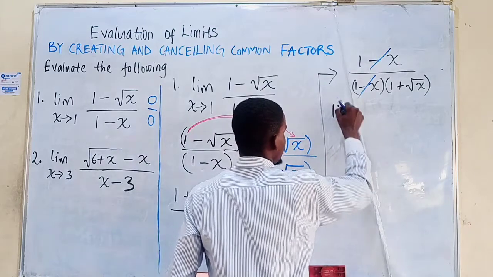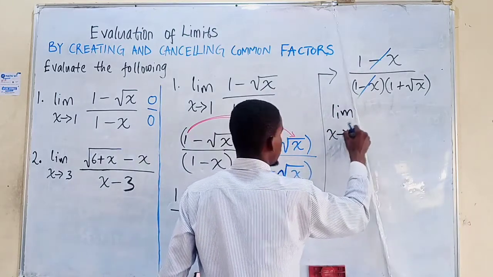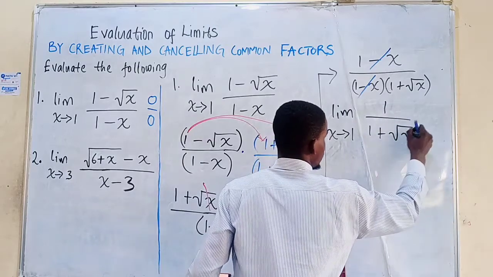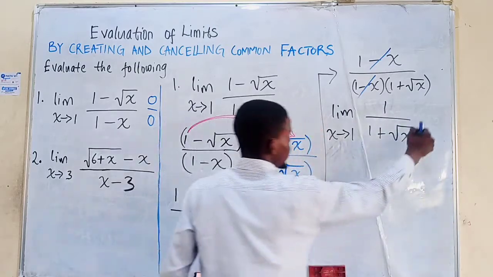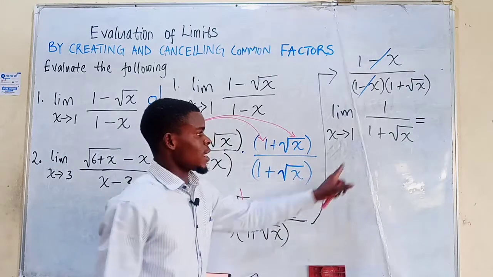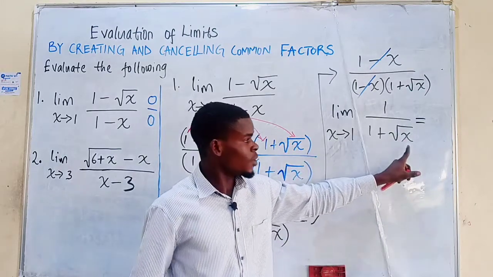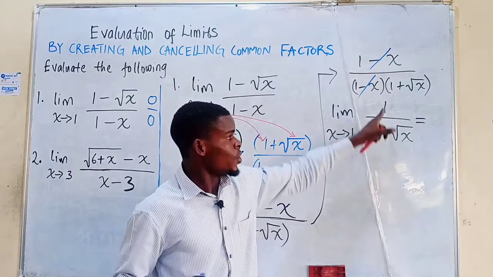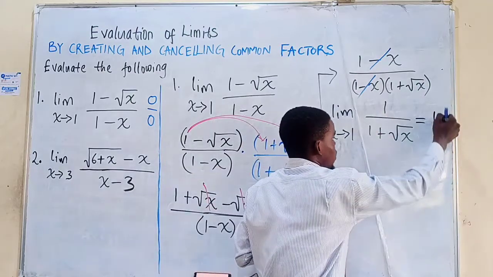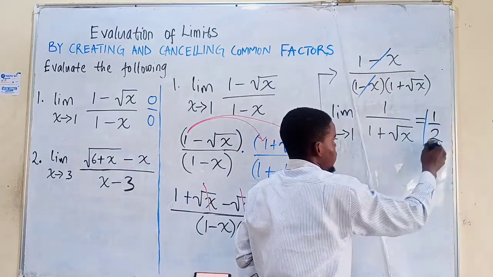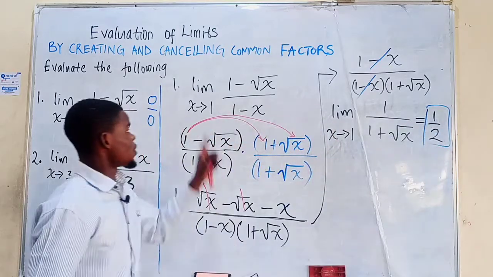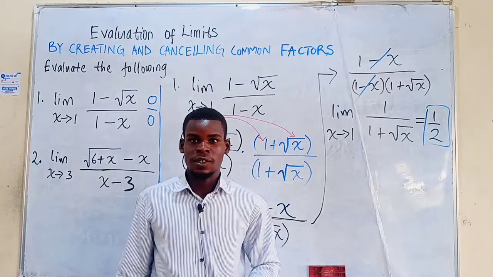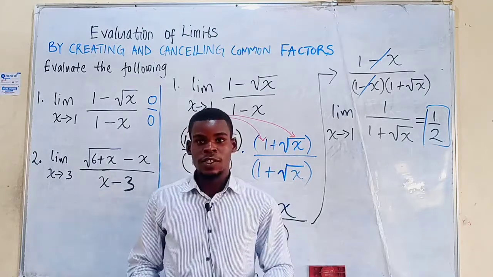So I can take the limit as x tends to 1 of 1 over 1 plus the square root of x, right? Good. So by looking at this, as x tends to 1, let's do a substitution. Square root of 1, that is going to be 1. Then 1 plus 1, that is 2. So we're having 1 over 2, right? Good. So that is the limit of that function. 1 over 2 is the limit of this function as x tends to 1. That is just by creating and cancelling common factors. Right, great. Okay, let's go over and solve the second question.